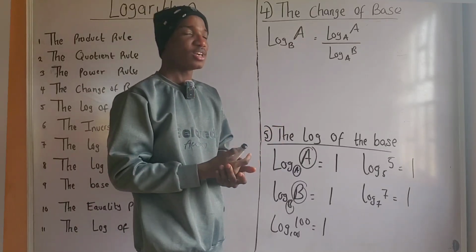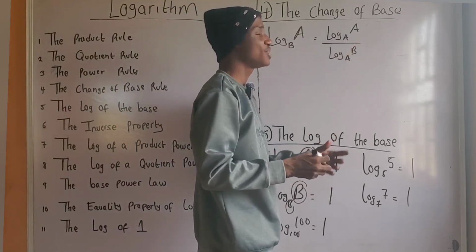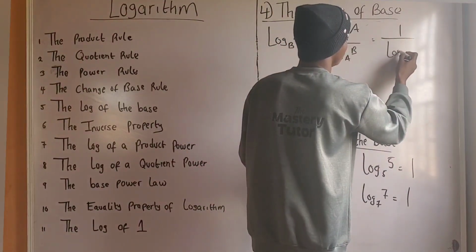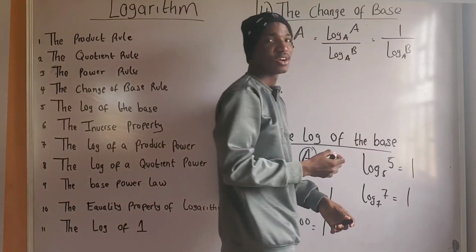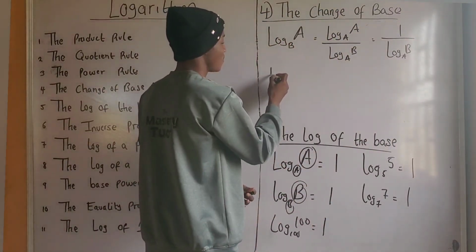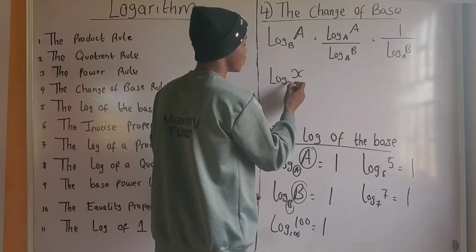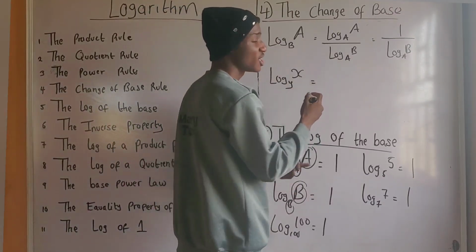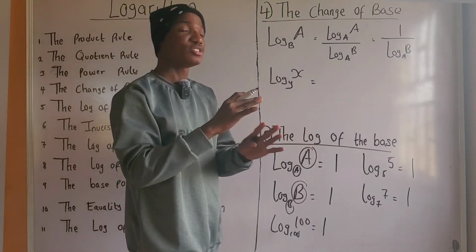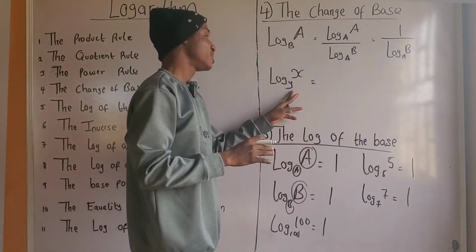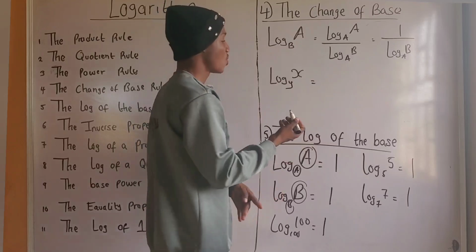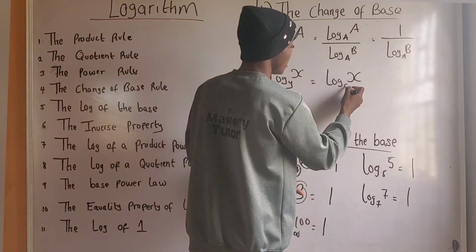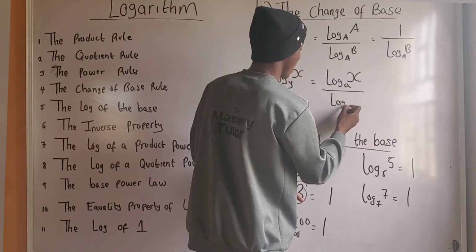Do you understand? So since log A base A will give me 1, the result of this will be 1 all over log B base A. Do you understand? Okay. Let's say we have log X base Y. If I want to change the base of this logarithm, you can change it to any base. Do you understand? You can change the base of the logarithm to any base. So let's change this to log X base A all over log Y base A.